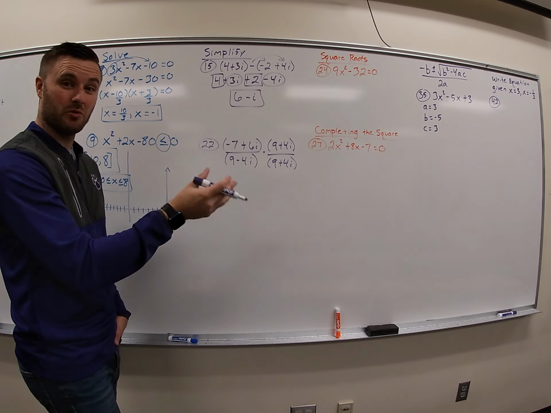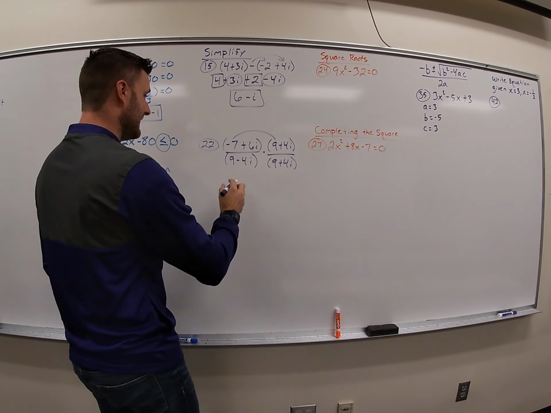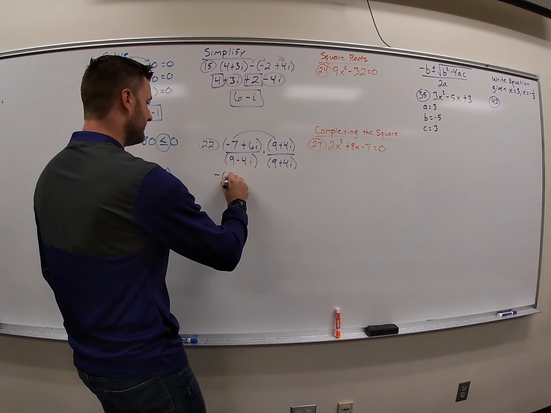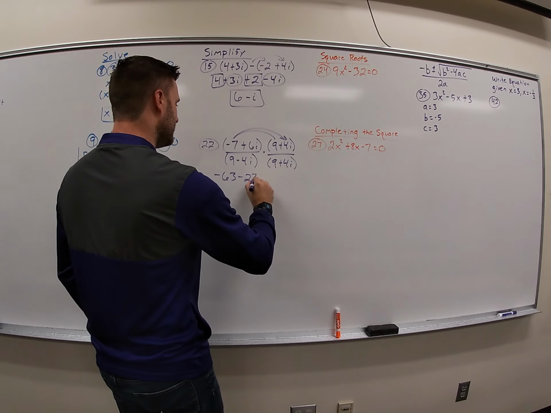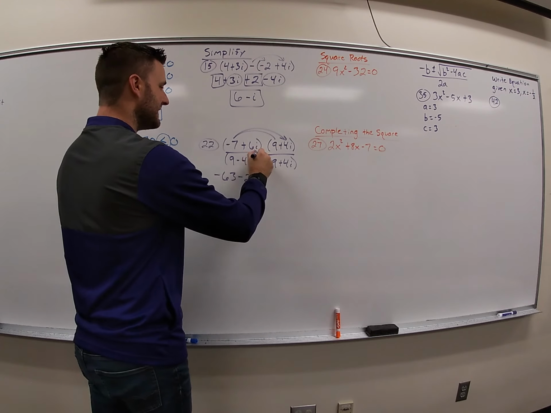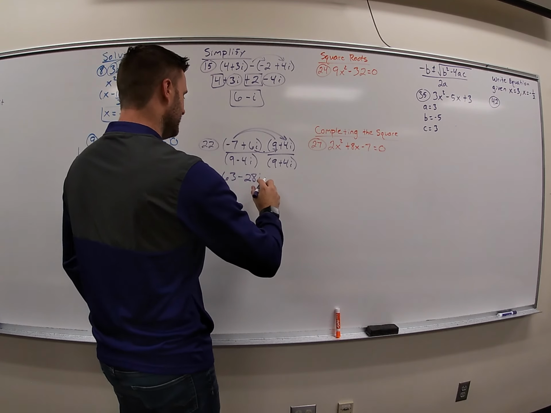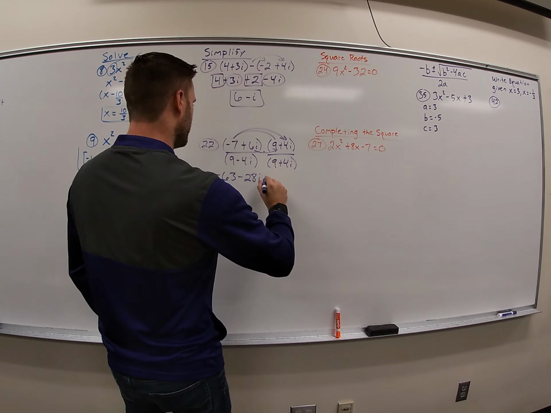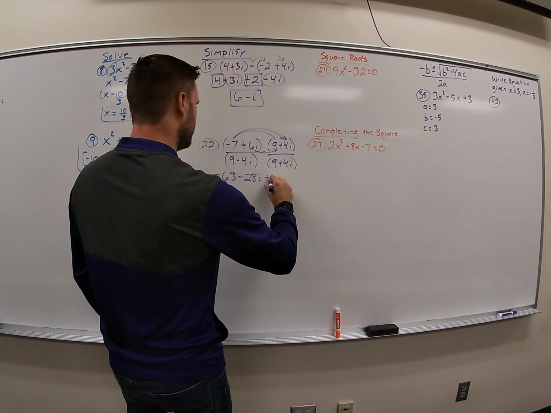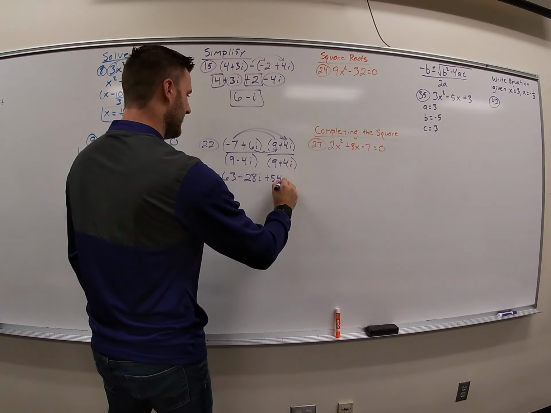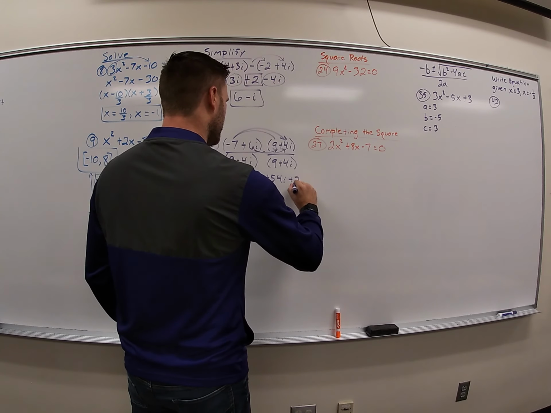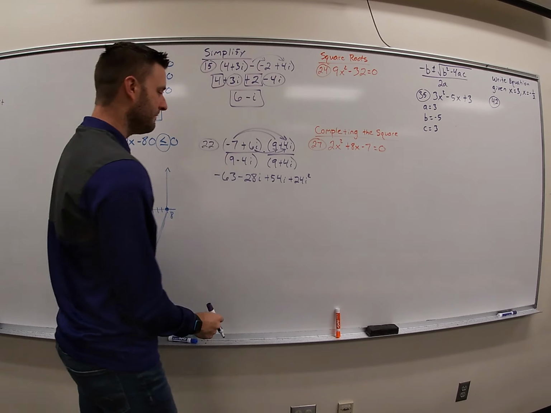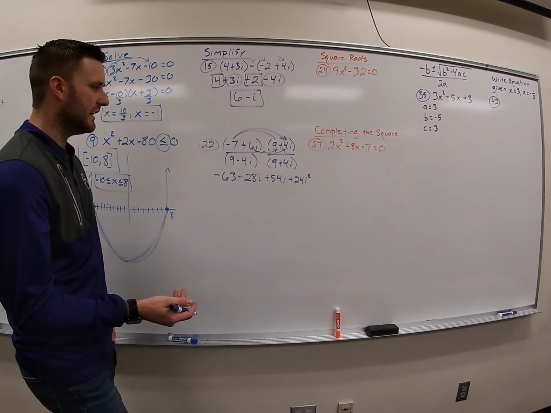And you would have to distribute all of this, and so negative 7 times the 9 gives me a negative 63. Negative 7 times positive 4i would be a negative 28i. 6i times 9 would be 54. So this would be a positive 54i. And then 6i times that 4i would be a positive 24i squared.